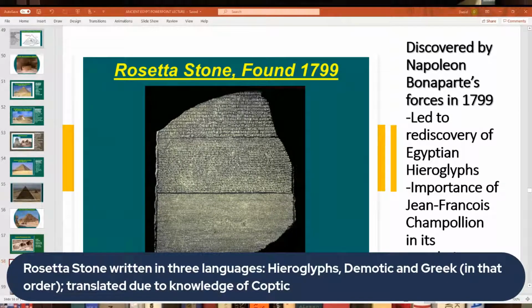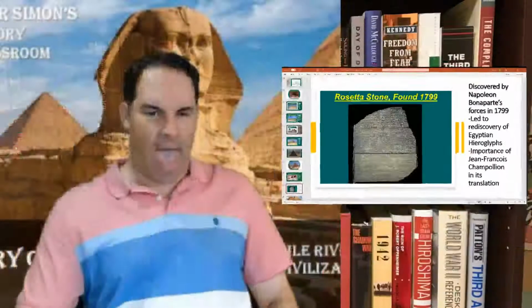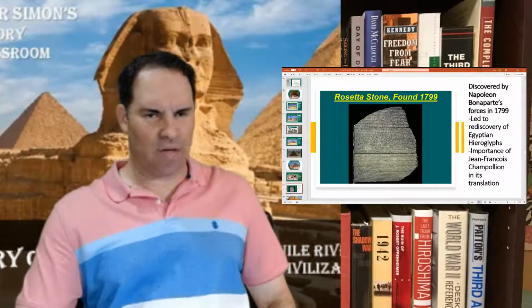The top part was hieroglyphs, traditional hieroglyphic writing, then Demotic, the cursive form I told you about. And the bottom section was written in Greek. So not everybody knew hieroglyphs, I guess, so they had it in Greek as well. So how did Champollion translate it?